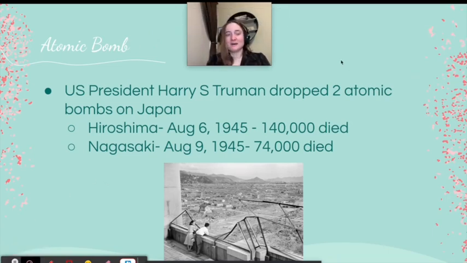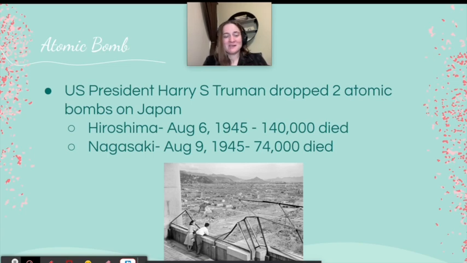The atomic bomb, probably one of the most infamous things about World War II. So, U.S. President Harry S. Truman dropped two atomic bombs on Japan, okay? First one, Hiroshima. You will see this in the In This Corner of the World movie that we'll watch. That happened August 6, 1945. Instantly killed 140,000 innocent civilians.